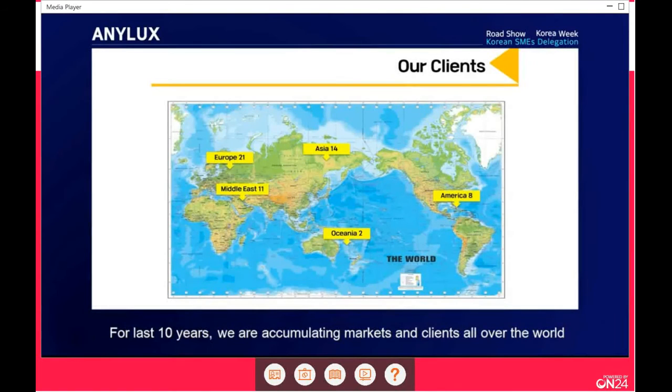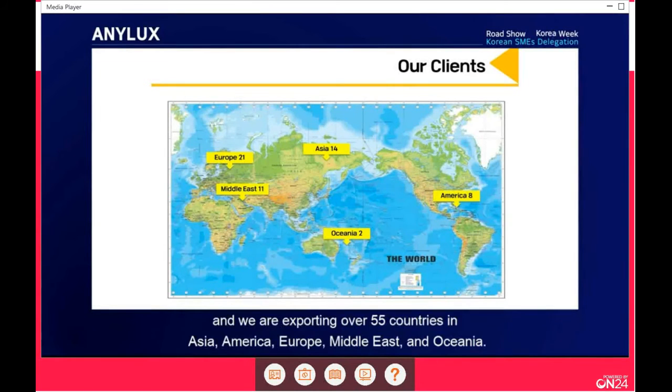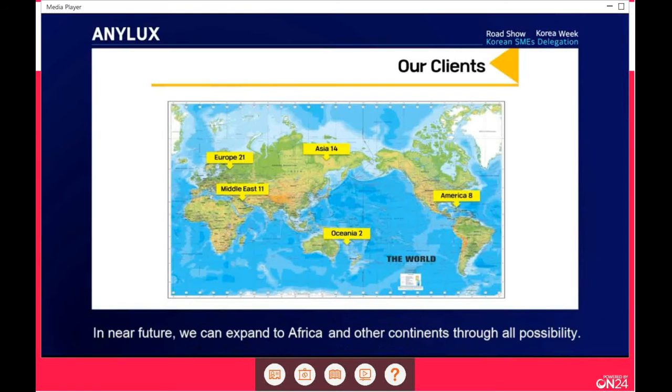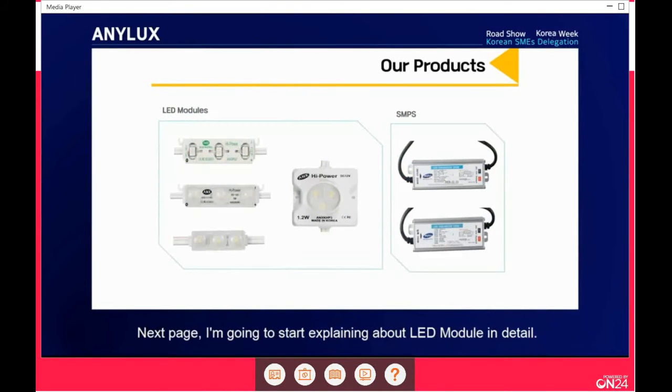For the last 10 years, we have been accumulating markets and clients all over the world, and we are exporting to over 55 countries in Asia, America, Europe, the Middle East, and Oceania. In the near future, we can expand to Africa and other continents through all possibilities. On the next page, I'm going to start explaining about LED modules in detail.